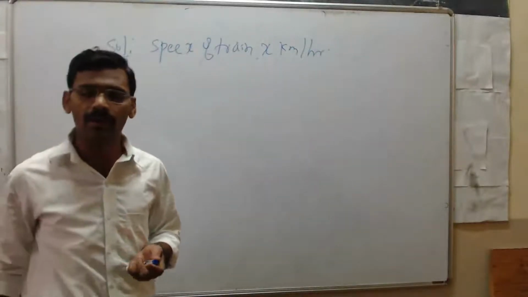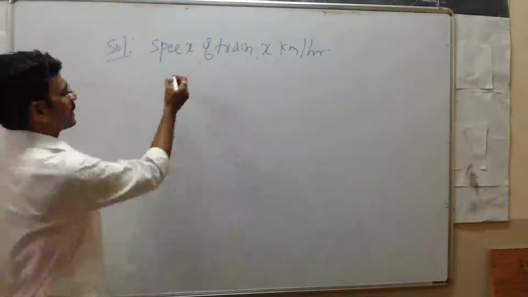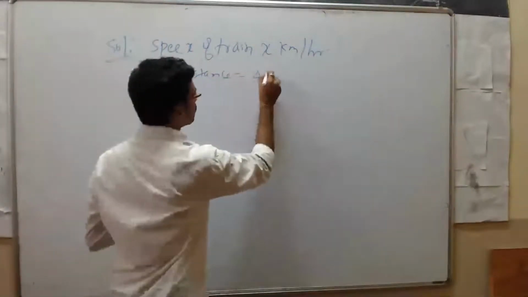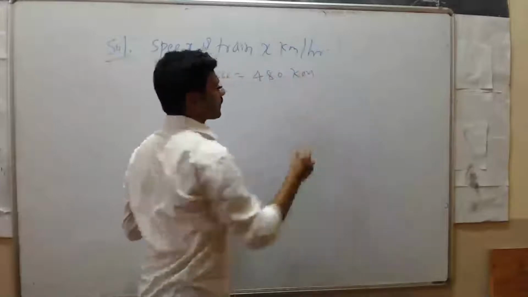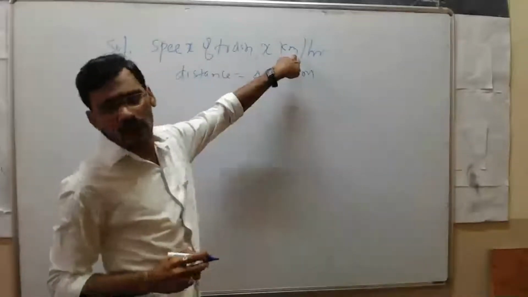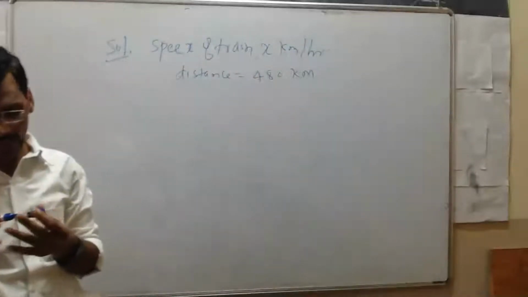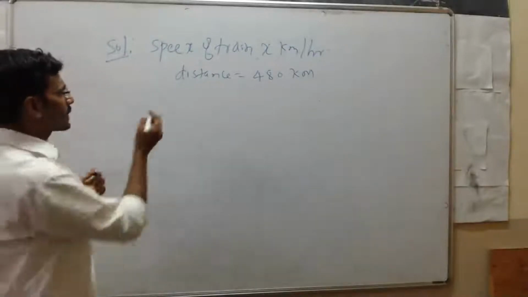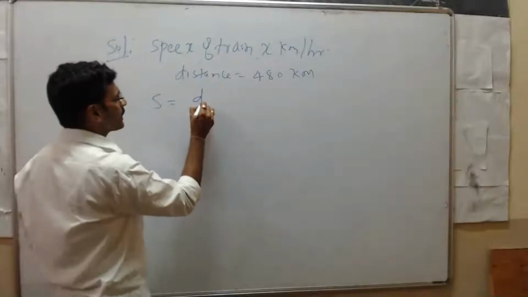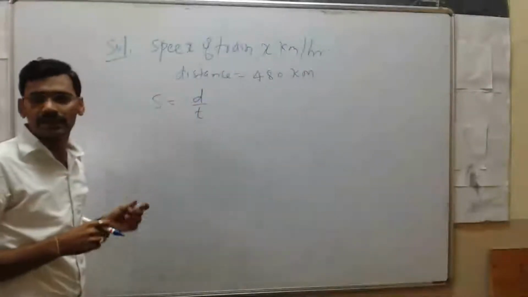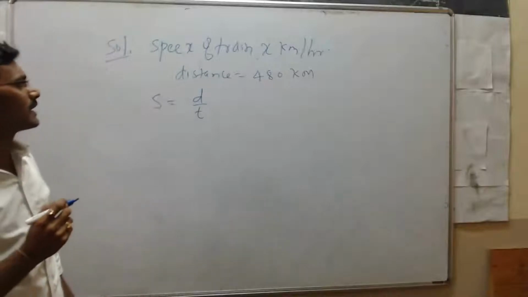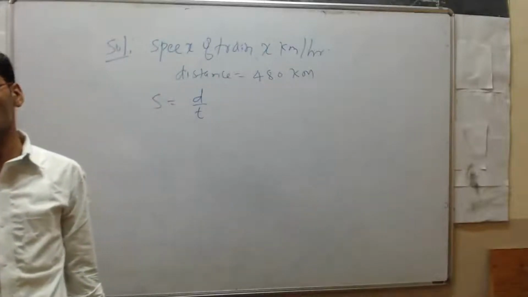The distance covered by the train is 480 kilometer. Because it is kilometer, we consider kilometer per hour. Then what is the speed formula? Speed is equal to distance by time taken.